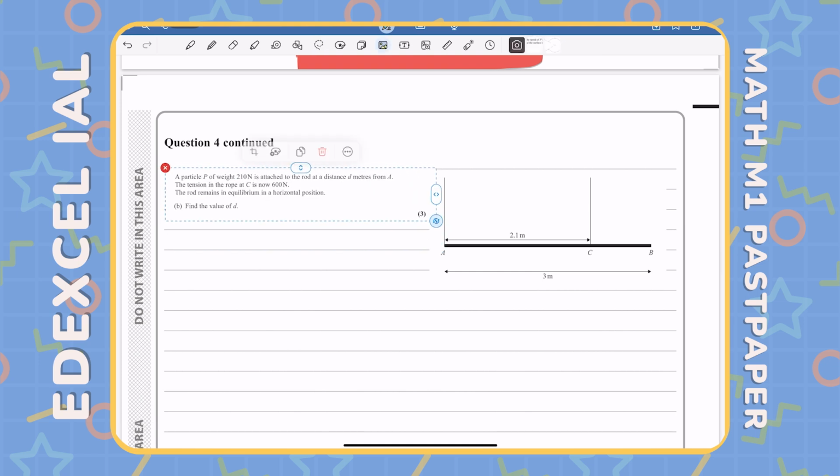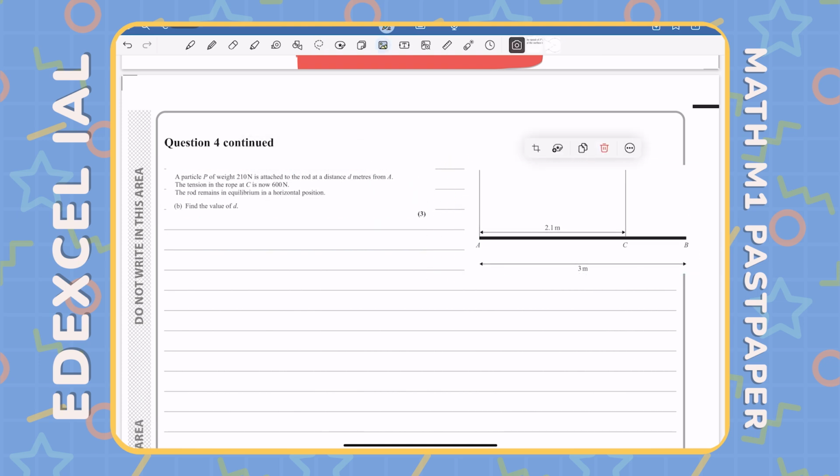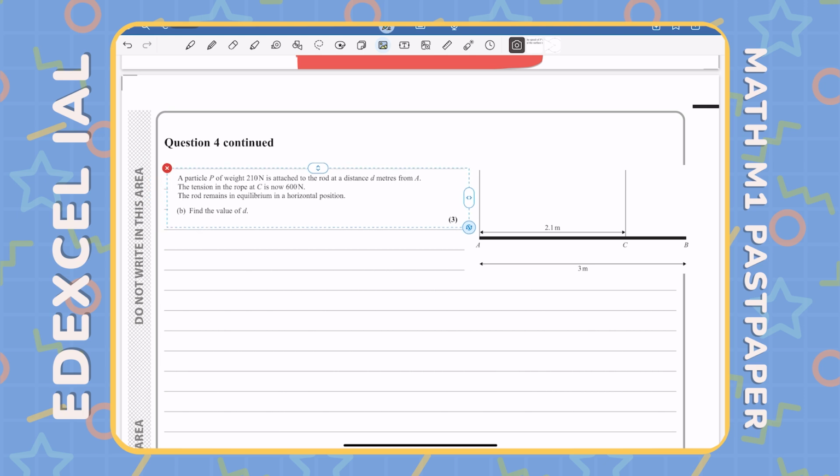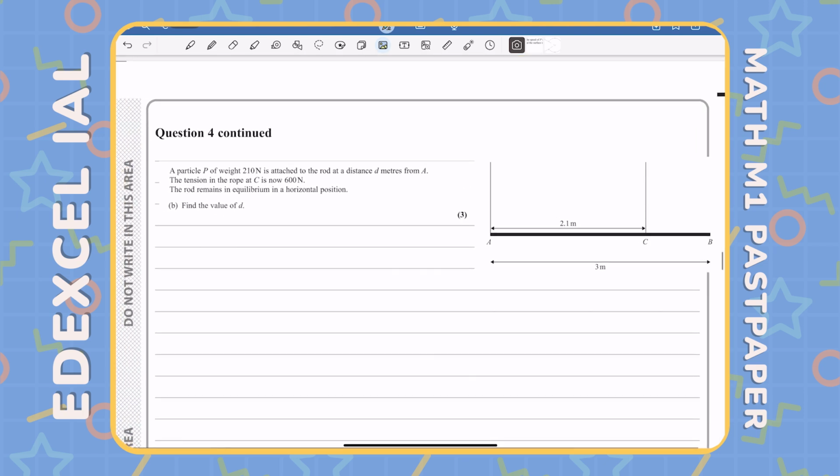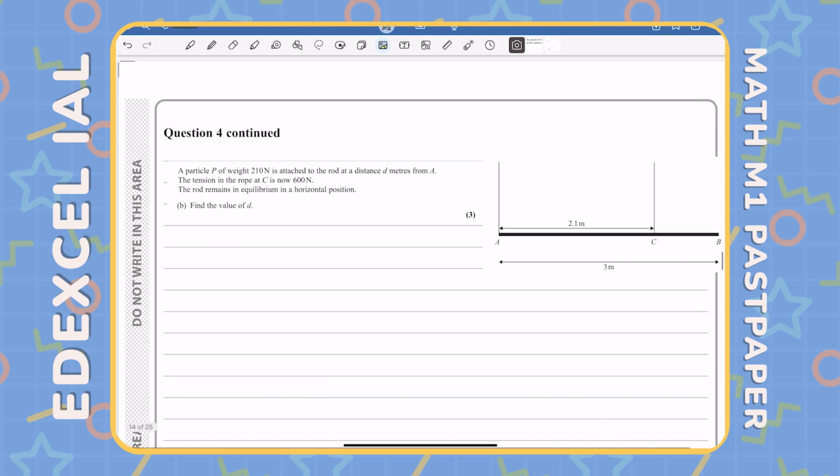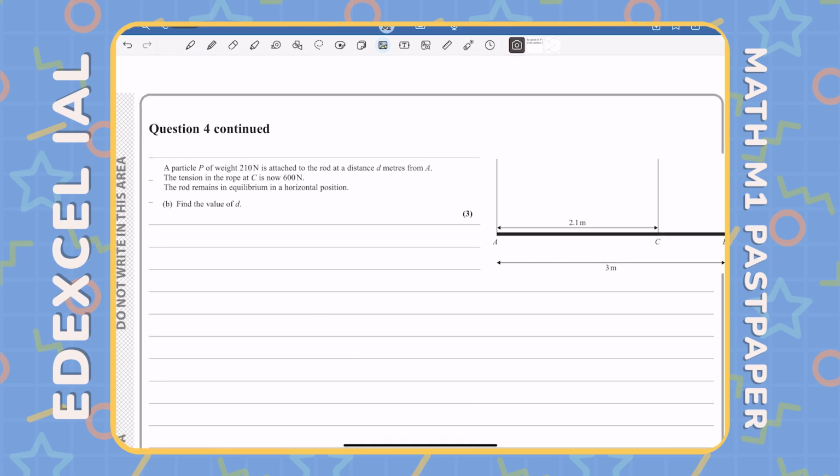Okay, now let's see what this says. Part B says a particle P of weight 210 newtons is attached to the rod at a distance d meters from A. Let's read the entire question first. The tension in the rope at C is now 600 newtons. So that means now the tension is 600. The rod remains in equilibrium in a horizontal position. Find the value of d.